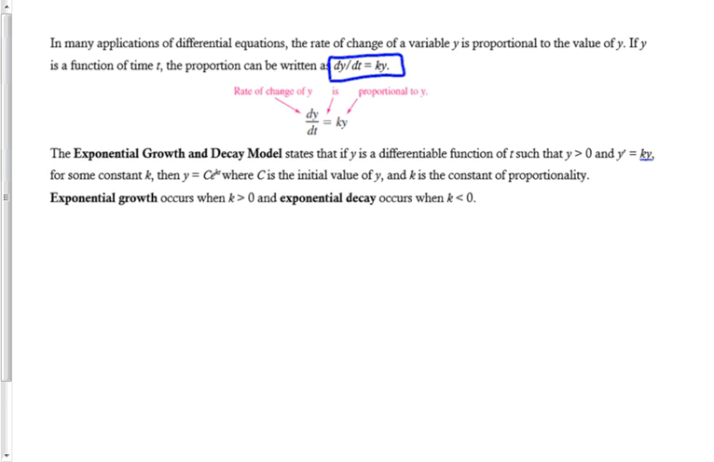Okay, so now the exponential growth and decay model states that if y is a differentiable function of t such that y is greater than 0 and y prime equals ky, which is the same as this, then y equals c times e to the kt power, where c is the initial value of y and k is the constant of proportionality. Exponential growth occurs when k is greater than 0, but it's decay when k is less than 0. You actually do learn this in algebra 1 or 2, sorry. And I'll show you why this is equal to that.